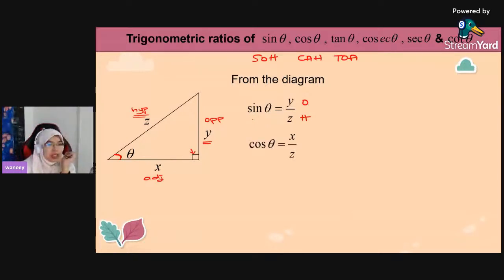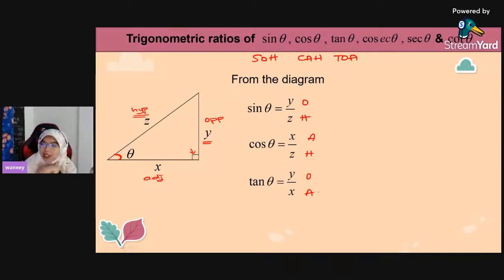And then cos is adjacent over hypotenuse. The adjacent is x, the hypotenuse is z. So cos theta is equal to x over z. And then tangent is y over x, because this is opposite over adjacent. Opposite is y, adjacent is x. So y over x. What about cosecant, secant and cotangent?